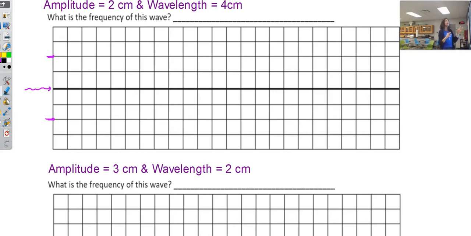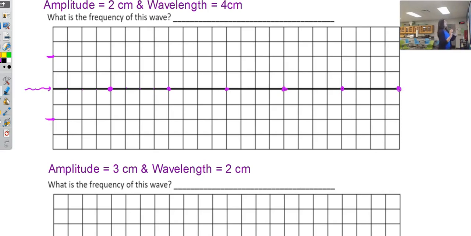So now I want my wavelength to be 4 centimeters. I'm going to go 1, 2, 3, 4, and I'm going to put a dot there. I like to use a dot. And so I'm going to do that again. 1, 2, 3, 4. Again, 1, 2, 3, 4. Okay, perfect.